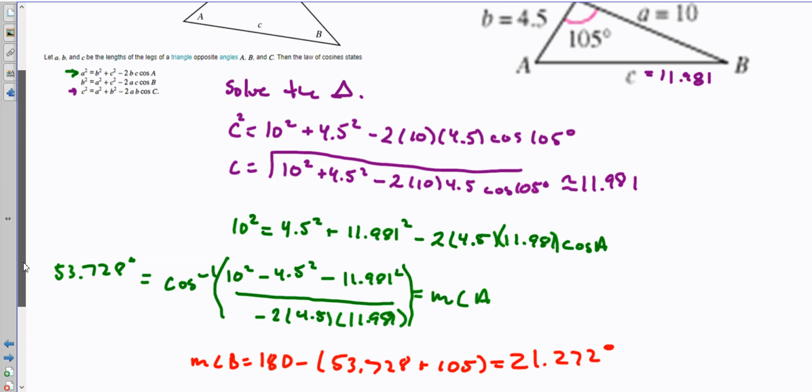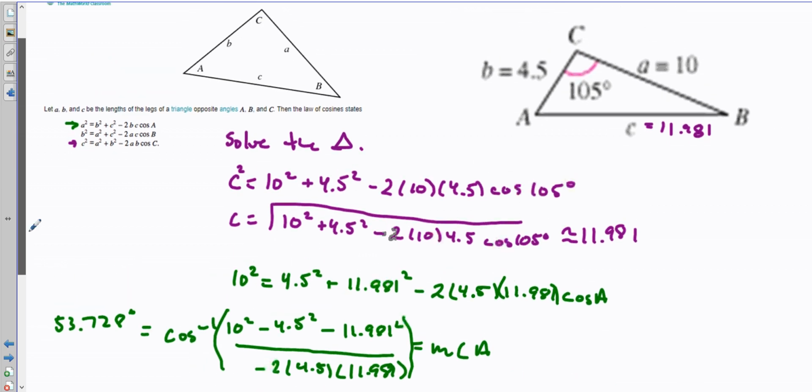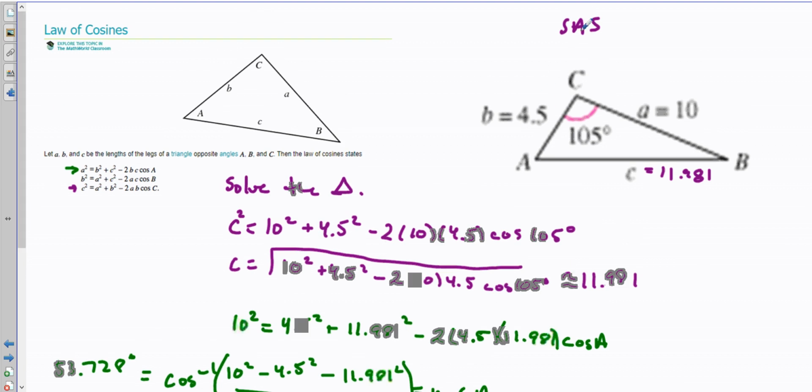All right. So that is how we can use the law of sines, or sorry, law of cosines to solve an oblique triangle given a side, an angle between them, and another side. All right, we're going to go do some other examples in the coming videos.